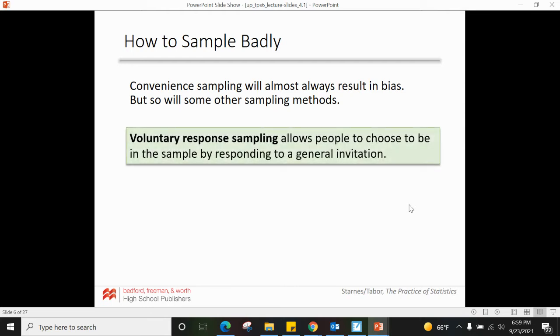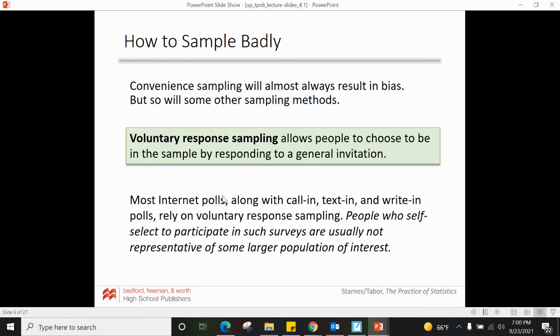So, the other main one is voluntary response bias, or voluntary response sampling, which allows people to choose to be in a sample by responding to a general invitation. This is very common with calling in to give your examples or your opinions. Think about internet polls, along with call, text and write-in polls; they all rely on voluntary response sampling.